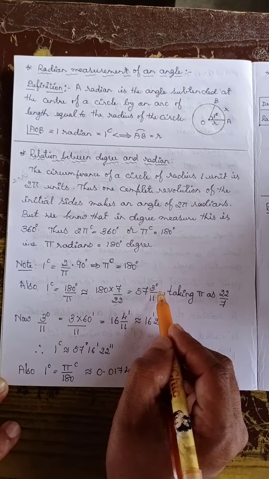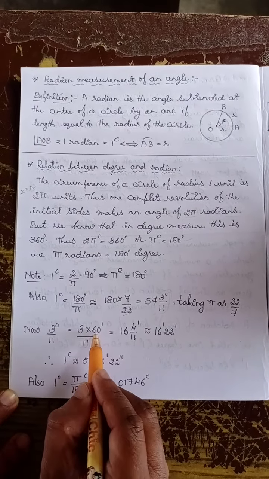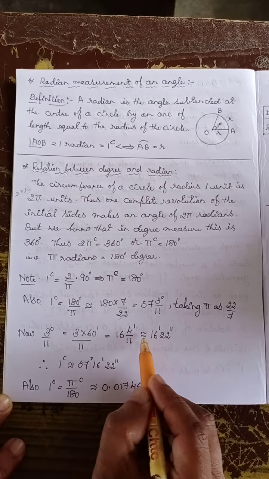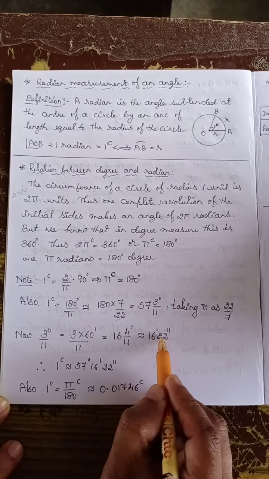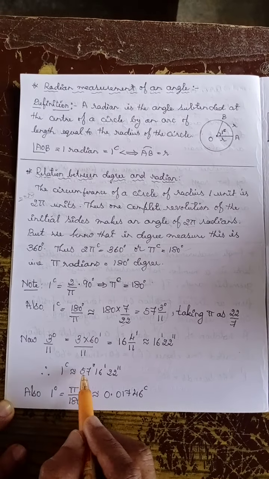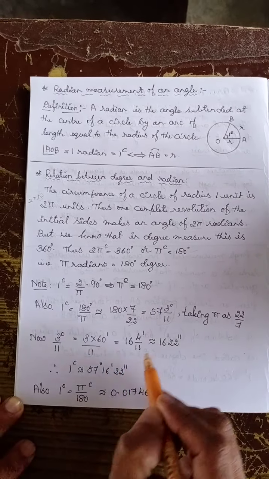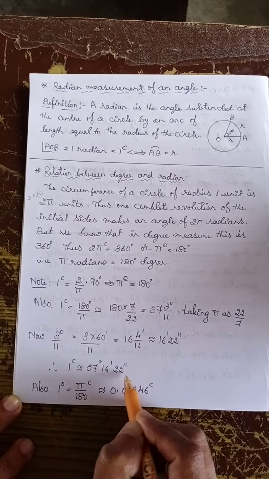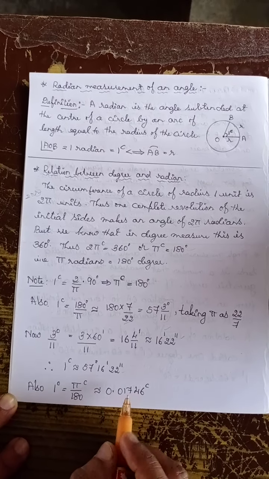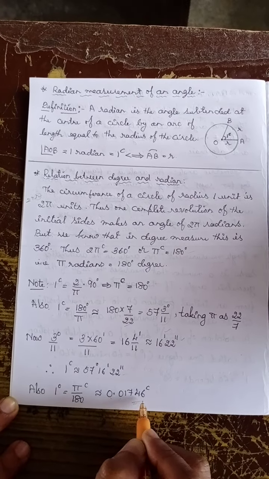This we convert into minutes and seconds. That is 3 by 11 of a degree. 1 degree is how much? 60 minutes. That is 3 into 60 by 11, which is 16 and 4 by 11 minutes, that is approximately 16 minutes and 22 seconds. After simplifying we get that 1 radian is approximately equal to 57 degrees 16 minutes and 22 seconds. Also 1 degree is equal to pi by 180, that is approximately equal to 0.01746 radian, as a constant value.